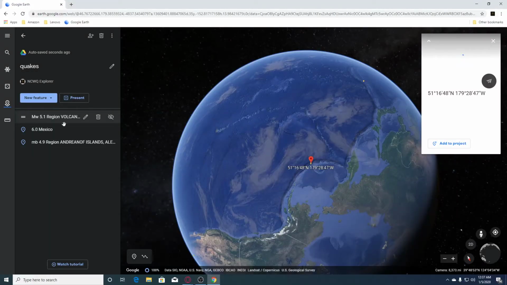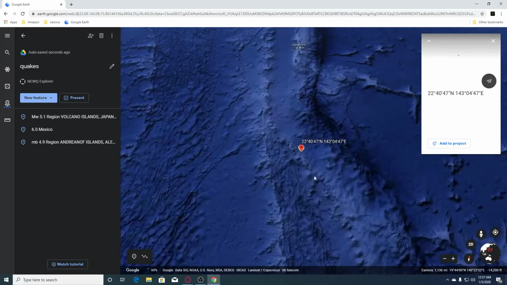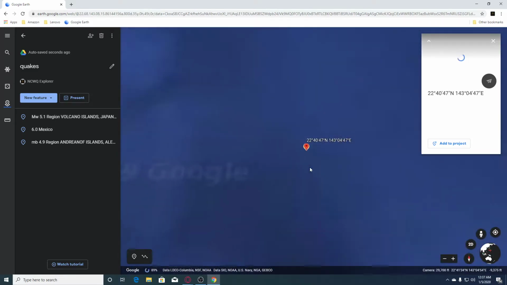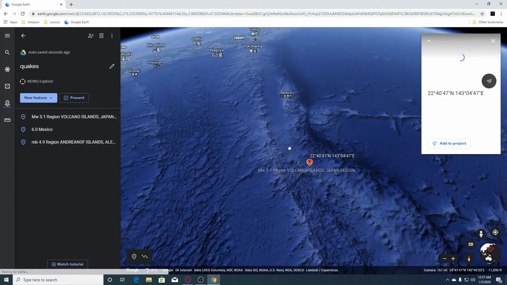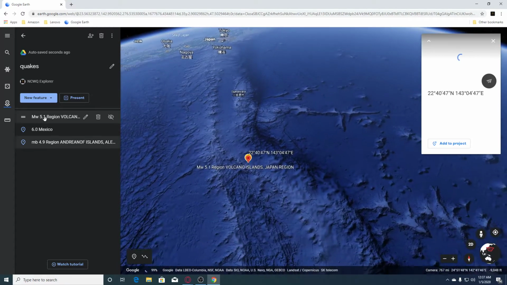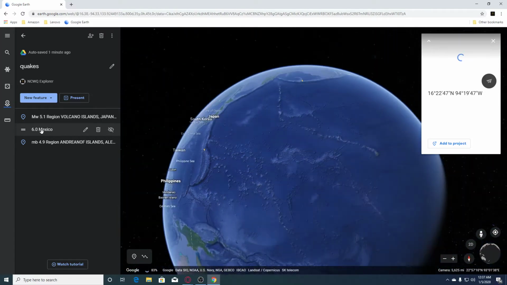And the first one was the Volcano Islands, which was a 5.1. That was over here in the sea area. And then we're going to go look at the one from Mexico, which is a 6.0.